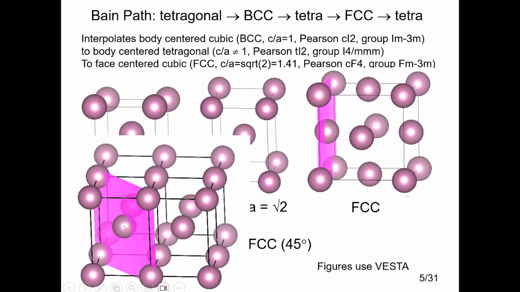Notice that the body-centering atom sits at the center of this 1-1-0 lattice plane. Because we stretched by exactly the square root of 2, the pink lattice plane drawn here is a perfect square, and this atom sits at the center of a perfect square. So we see that the structure is indeed FCC, but it's been rotated by 45 degrees.